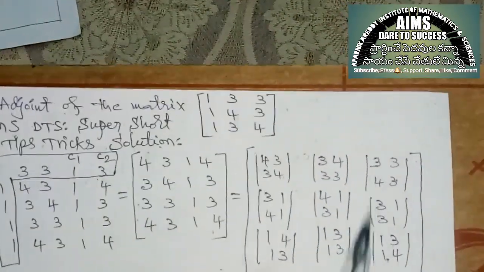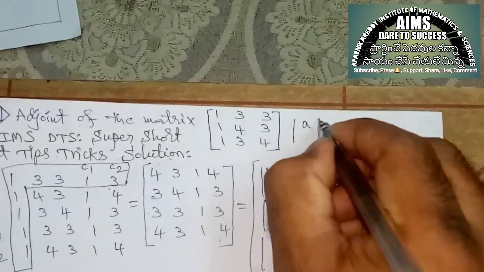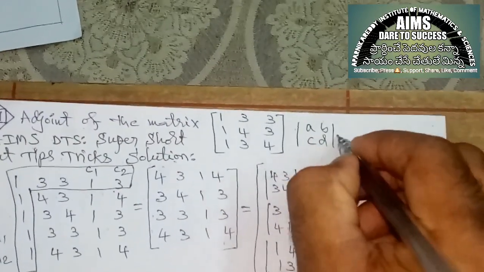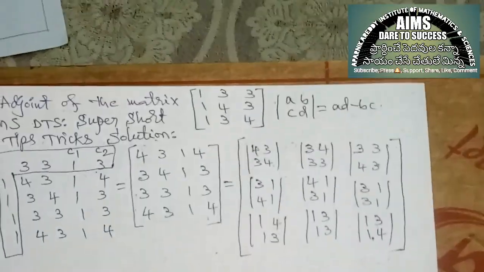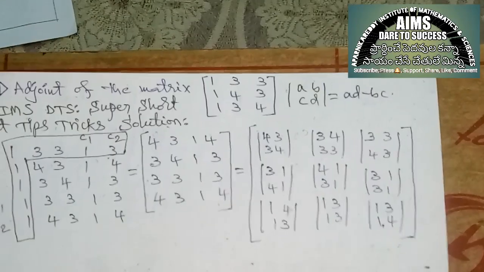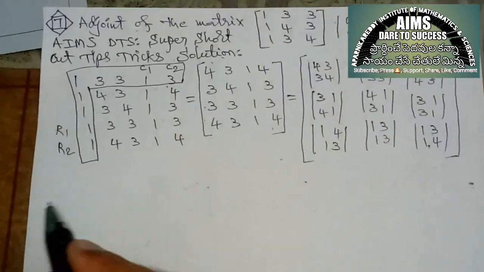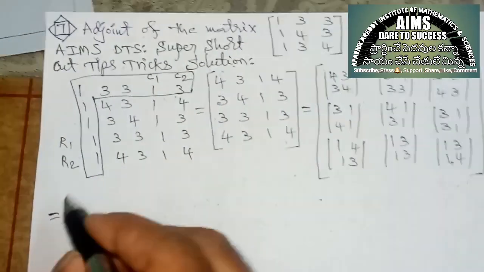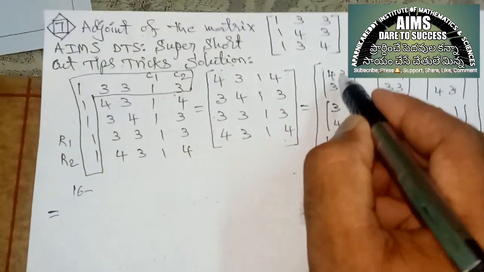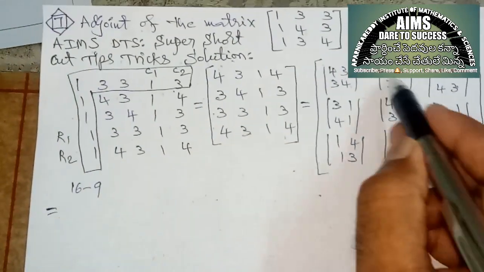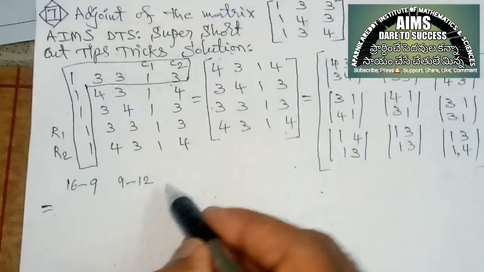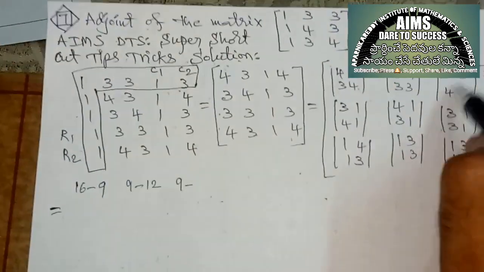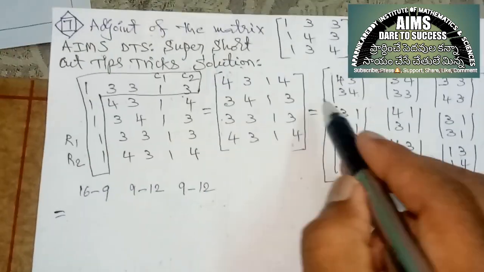So after this one simple and small formula, the formula |A B; C D| = AD minus BC, you can apply here. We get 4 4s are 16 minus 3 3s are 9. Next, 3 3s are 9 minus 4 3s are 12. 3 3s are 9 minus 4 3s are 12.